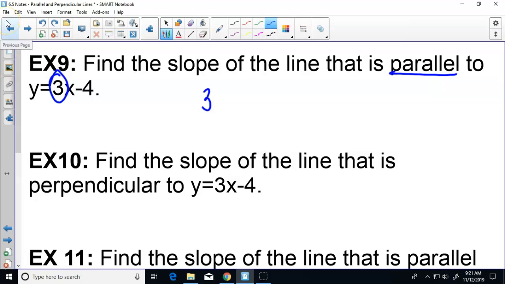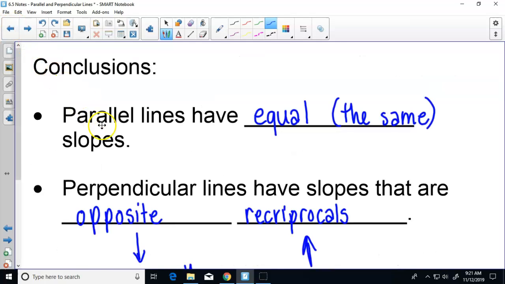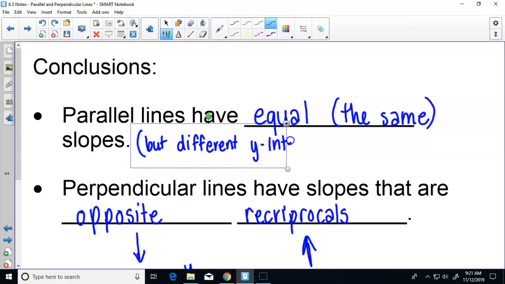I've just thought of a technicality I need to tell you. It doesn't happen often, but it does sometimes happen. Parallel lines have equal slopes, but different y-intercepts. Add that in to that slide right there. They have equal slopes, but they have to have different y-intercepts.